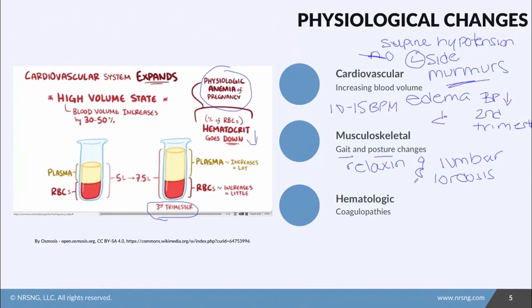And then for our hematologic system, coags, so this is huge. We have an increase in our coags, and that's needed. Why would that be needed? Well, we're going to need more clotting because we're going to bleed a lot after that baby's born. And so it's super helpful to have extra clotting factors. But for these pregnant patients, we're going to be worried about an increased risk of DVTs because of the clotting factors. So they're at an increased risk for DVTs.